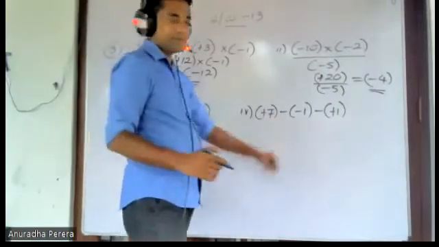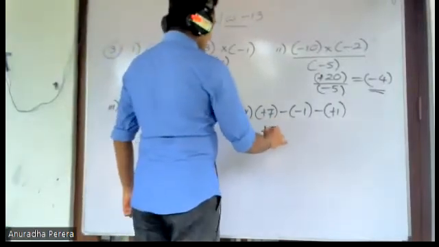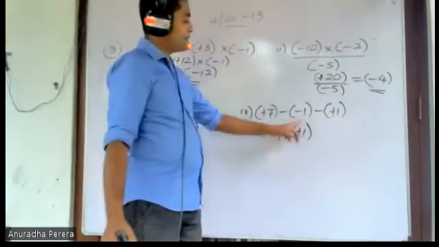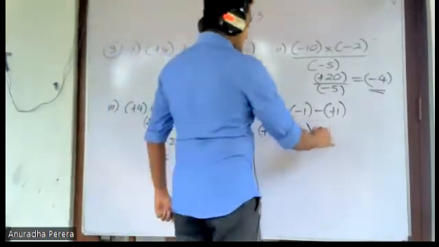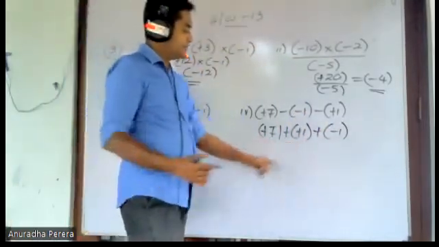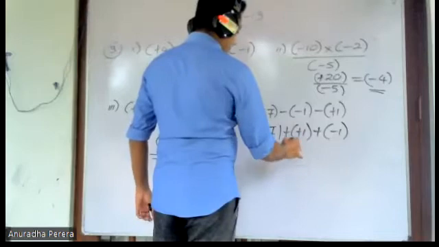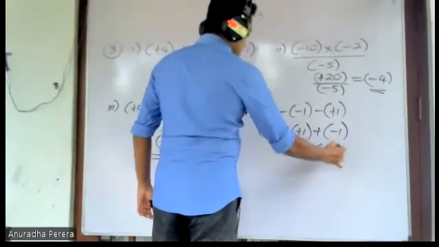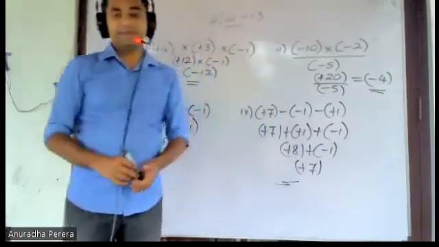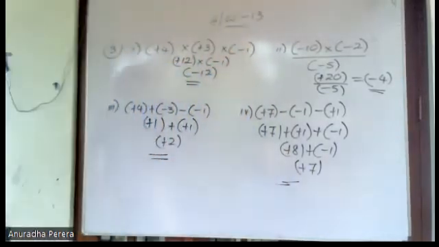The subtraction is arranged as an addition, plus 1. The additive inverse of minus 1 is plus 1. The answer for the first two is plus 8, plus 8 plus minus 1. The final answer, plus 7. Yes, plus 7. This is the answer.